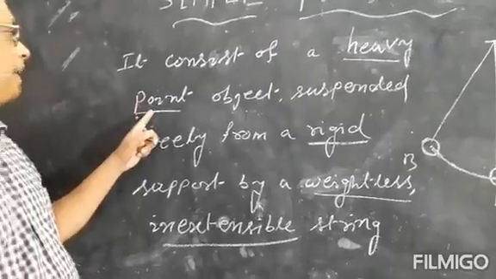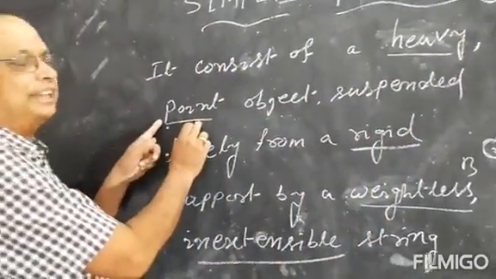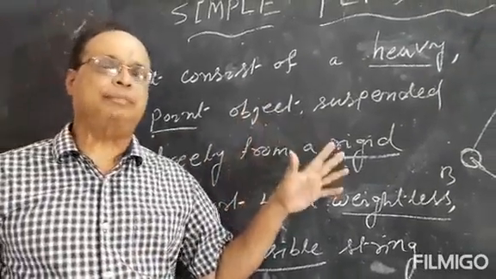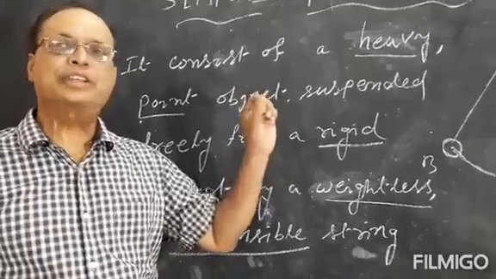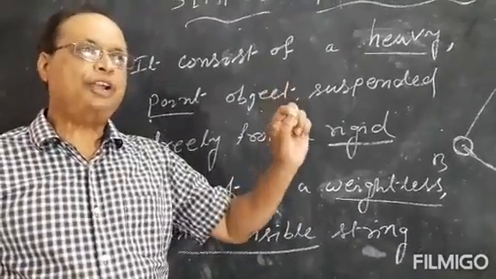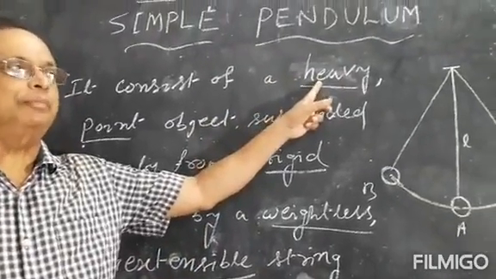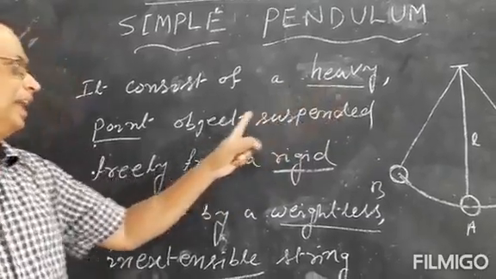And at the same time, a heavy point object. It should be a point. Point means what? Which has no dimension, no length, no breadth, no height. It is very small. So a very small point object, and at the same time it should be heavy. How is that possible? It's not possible at all.